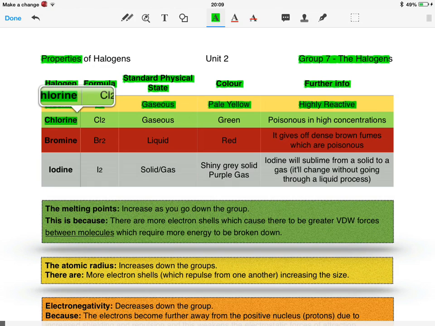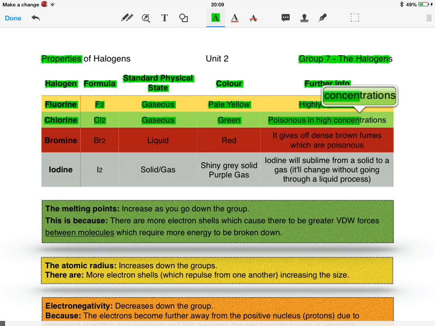Next we have chlorine. Chlorine goes around as Cl2. It's also gaseous under standard conditions, and it's a green colour. And the further information for this is it's poisonous in high concentrations.